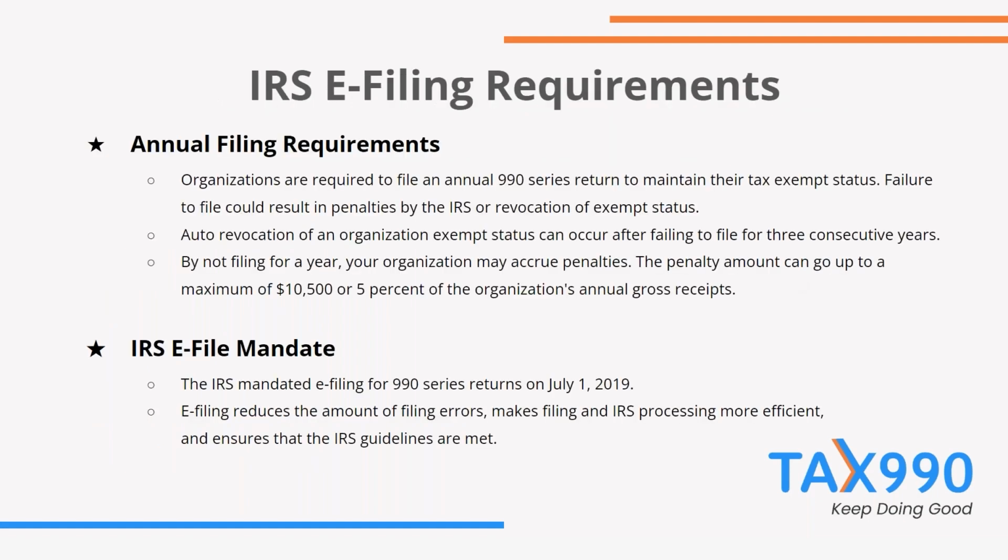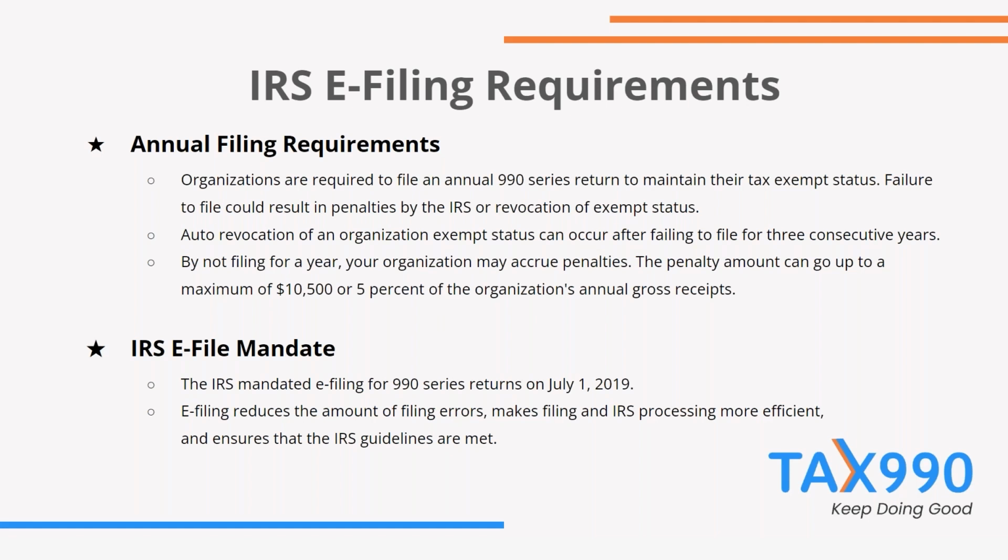To maintain your tax exempt status and remain compliant with the IRS, organizations are required to file a 990 series return on an annual basis. If your organization fails to file a return for 3 consecutive years, you'll risk losing your exempt status. Additionally, penalties may accrue with each year that you do not file a 990 series return.